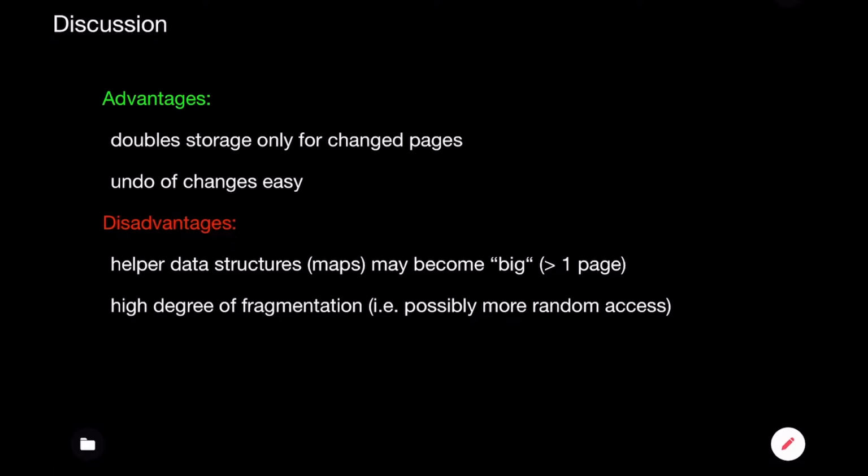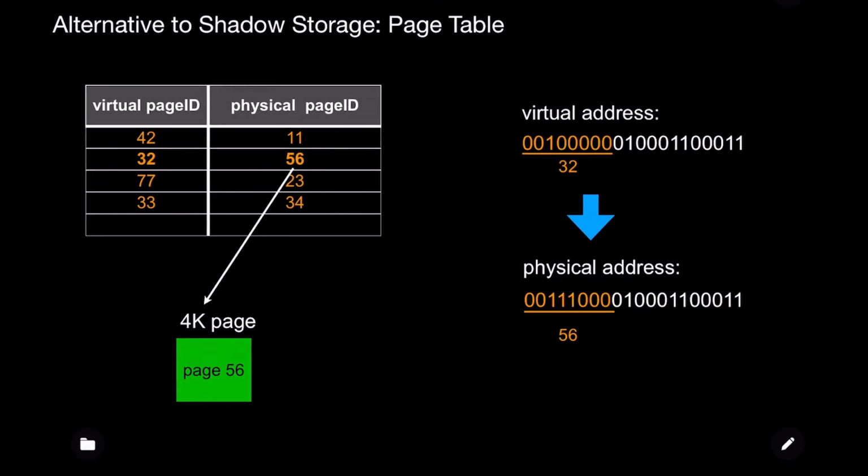The helper data structures, these maps, may become big because you need a mapping for each entry. Depends on how you define big, but it might be a problem. And what's also a problem is there might be a high degree of fragmentation. Fragmentation meaning that may eventually trigger random reads, so that's not so cool, at least if it's disks in your system. So an alternative to that is called a page table, and that is what your operating system uses.